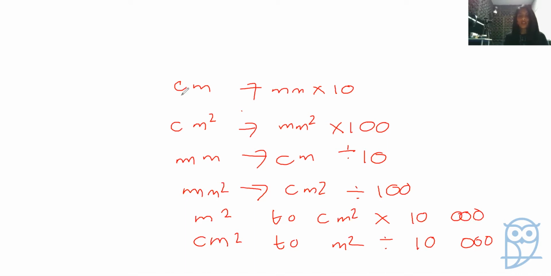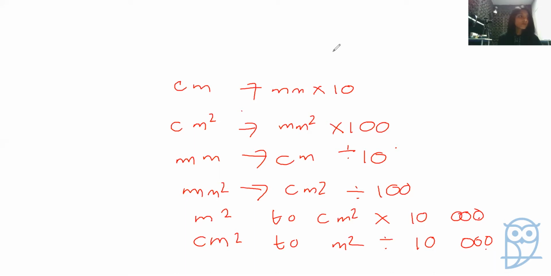So when you need to convert from centimeters to millimeters, we know we're going to multiply by 10. From centimeter square to millimeter square, we're going to multiply by 100. From millimeters to centimeters, we're going to divide by 10. Millimeter square to centimeter square, we're going to divide by 100. Then from meter square to centimeter square, we're going to multiply by 10,000. And then from centimeter square to meter square, we're going to divide by 10,000. Okay, everybody happy with that?